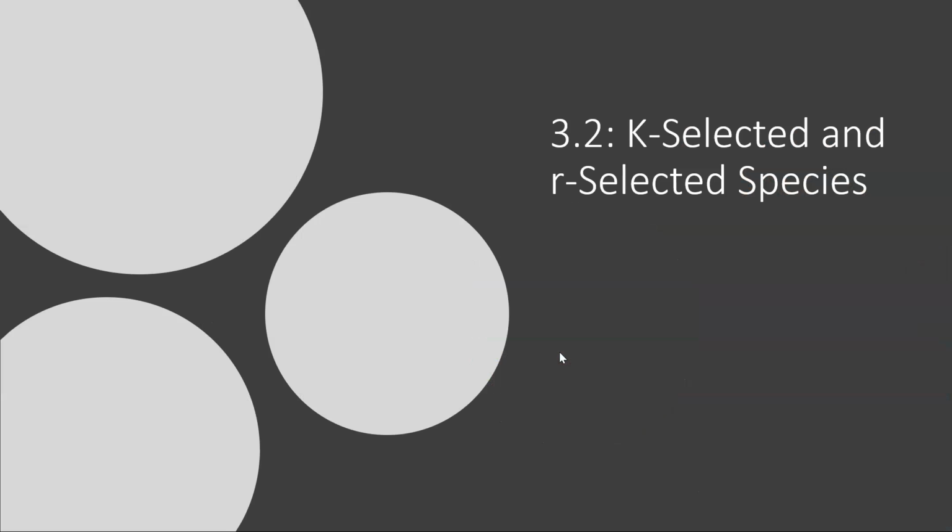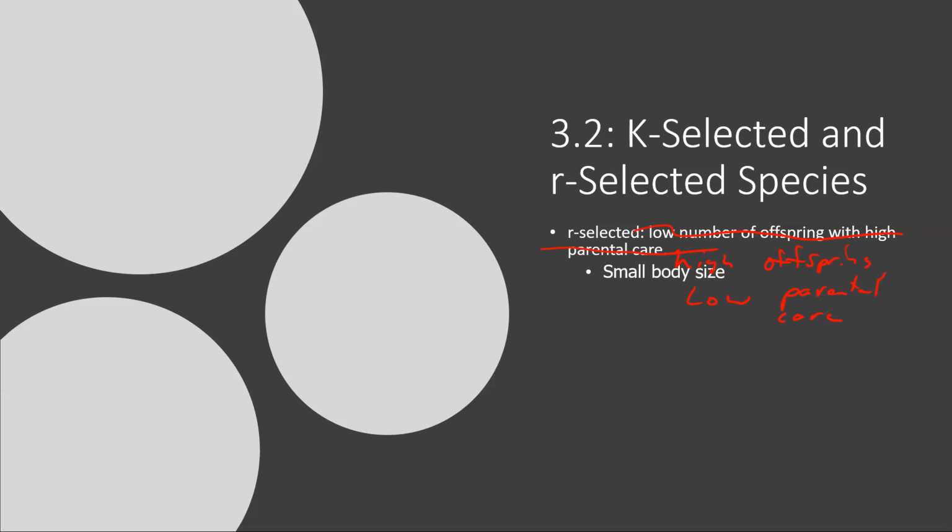All right, now contrast that with our R-selected species. So R-selected species have, whoops, sorry, excuse me, I did not update my slide very well. They have a high offspring, low parental care. I am sorry about that. So R-selected is essentially the opposite of the K-selected. High number of offspring, low parental care, right?